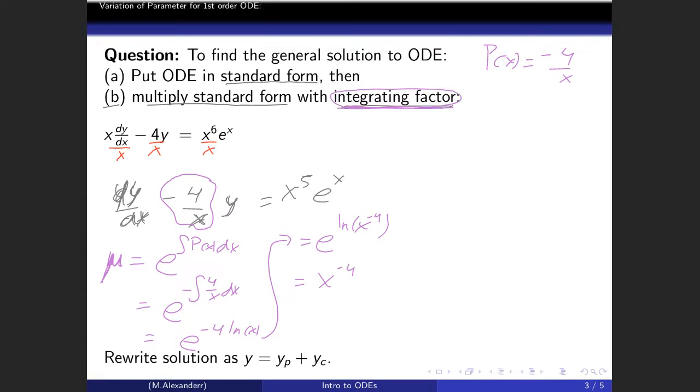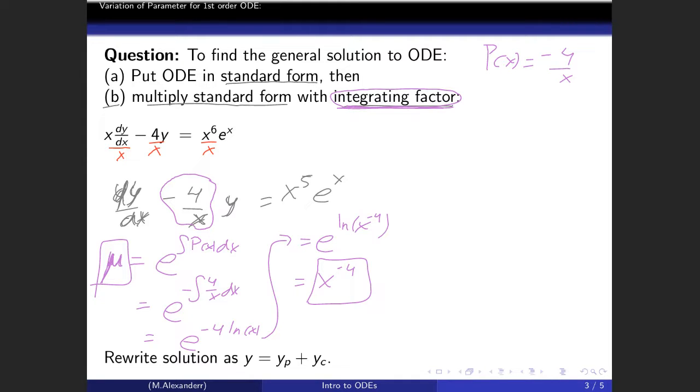So I just explained what the integrating factor is first, okay? So that's part of the theory. Step A was to put the equation into the standard form. Step B says we first have to get the integrating factor. So this is what we have in purple. So mu is the purple function, which is x to the -4 power.